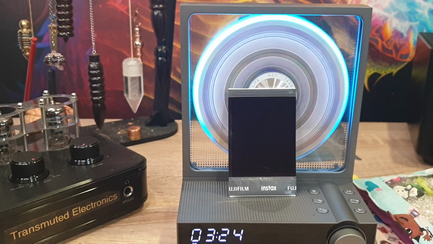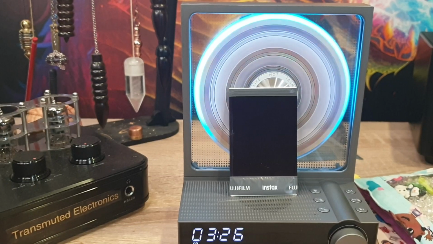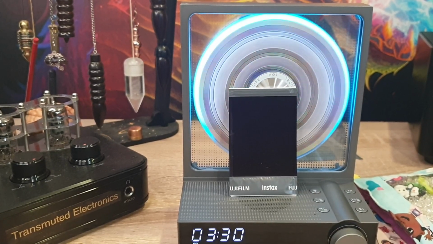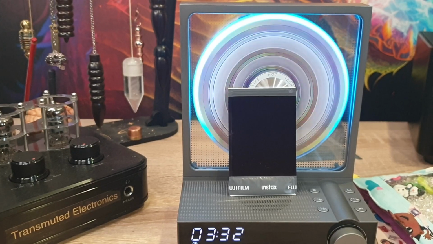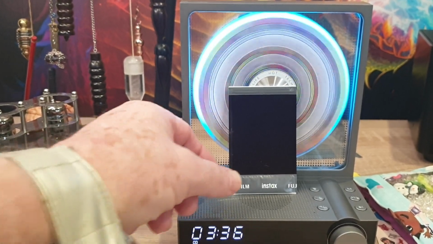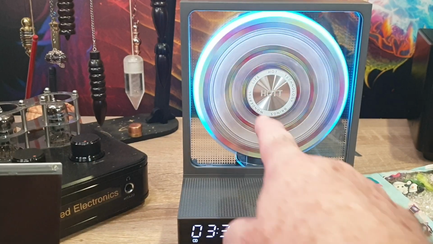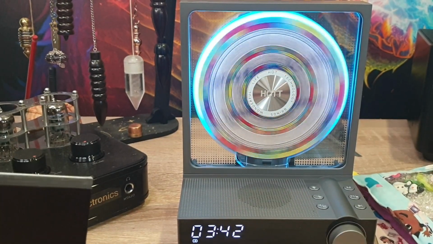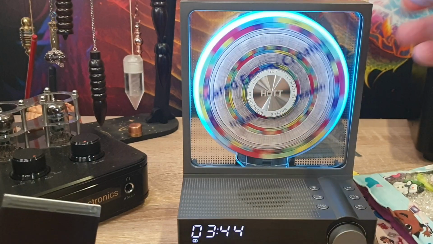Now, we can have one of these sent to you if you desire to buy it from us direct, but save money, get it directly from Amazon, which is where this unit came from. Amazon, eBay, check it out. As I said, the unit is called the HOTT, Hot Technology. And it has this particular thing.